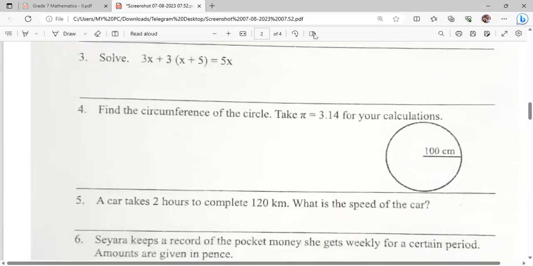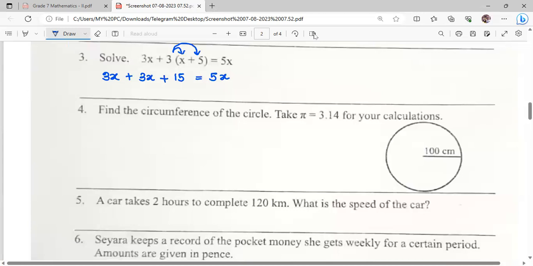The next question we want to solve carefully because we have a bracket. First we solve the bracket, that 3x. Then you have 3 times x. You write it as 3x. Then you have 3 times 5. It is 15 equal to 5x. Right?